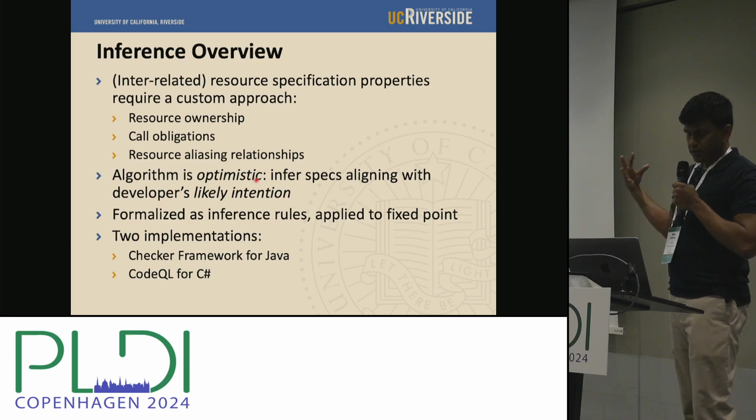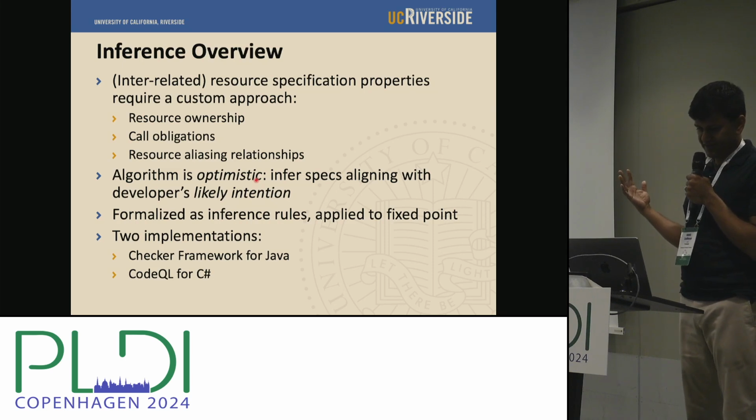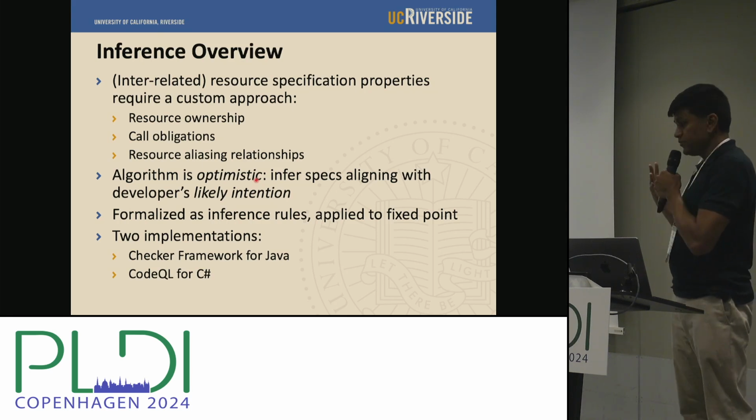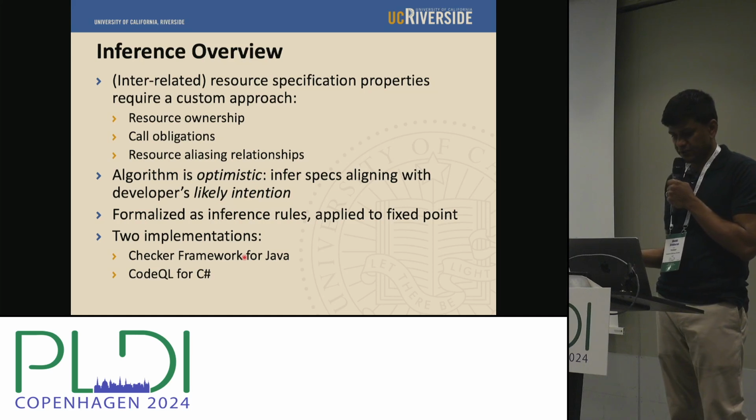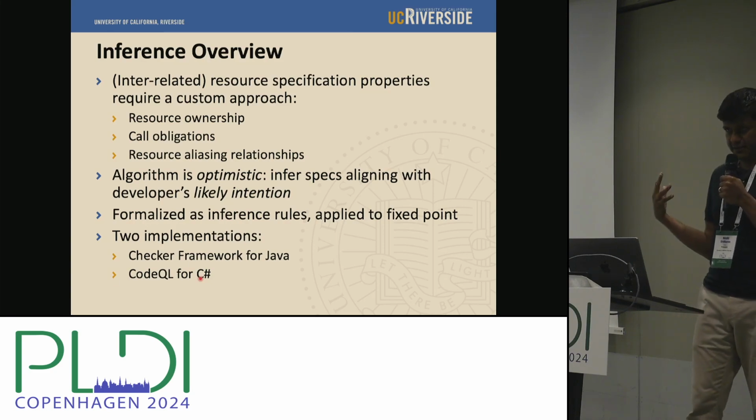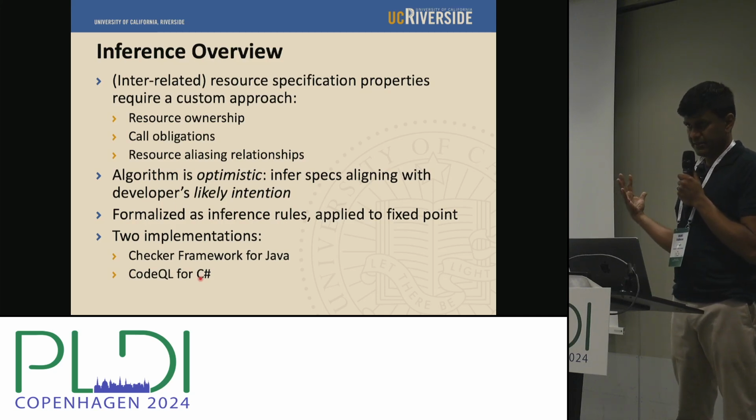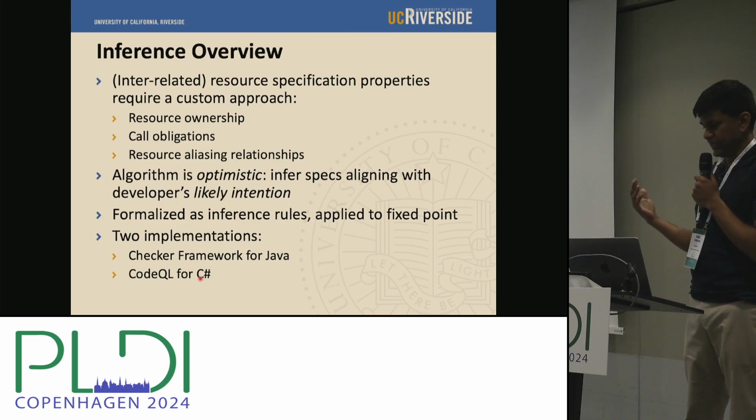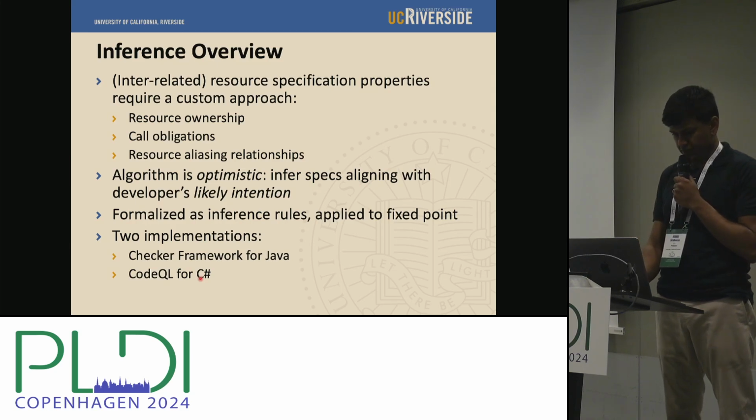So overall, we formalize this as just a set of inference rules. If you look at the paper, it's using a Datalog style syntax that we just run to a fixed point. And we actually have two different implementations of this inference. We did it for our existing Java implementation of the resource leak checker, and also we had a collaboration with a bunch of folks at Microsoft. They had actually independently looked at our paper and started working on re-implementing the same checking technique for C#. And then Nargis, my PhD student, went and did an internship with them, and they worked together on completing that checker. And also we got an implementation of inference for C# as well.